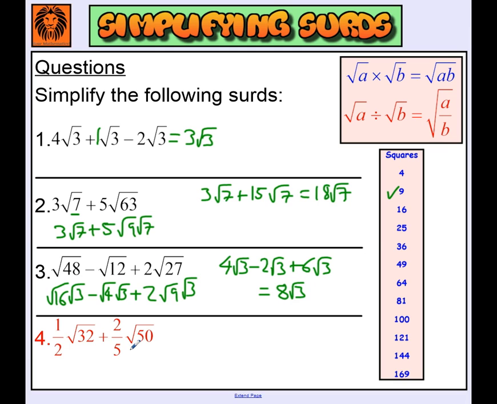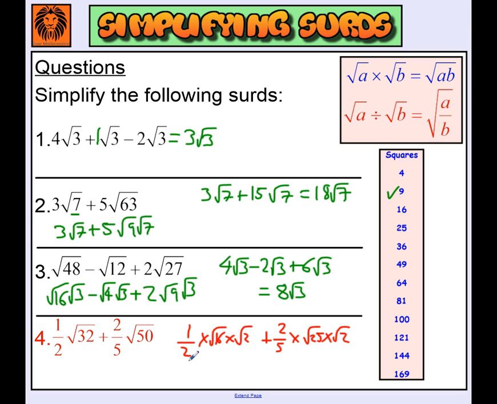Now if you had a go at the challenge question, you can see that we're now dealing with fractions, but this works in exactly the same way. So first of all, we need to simplify root 32, then root 50. The biggest square number that goes into 32 is 16. So this is a half times root 16 times root 2 plus 2/5 times root 25, as that's the biggest square number that goes into 50, times root 2.